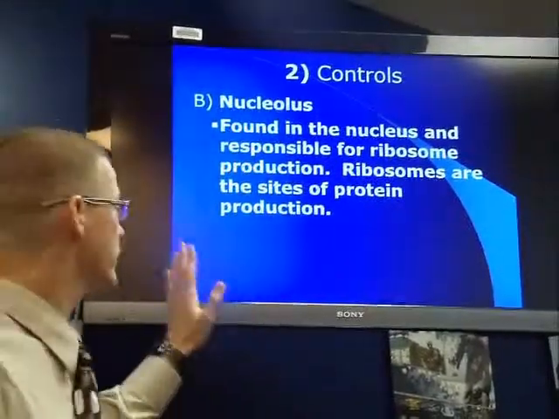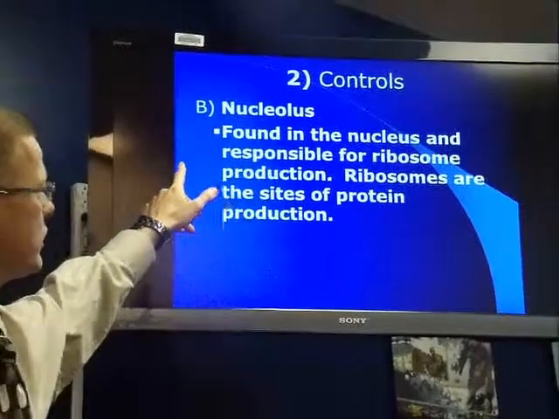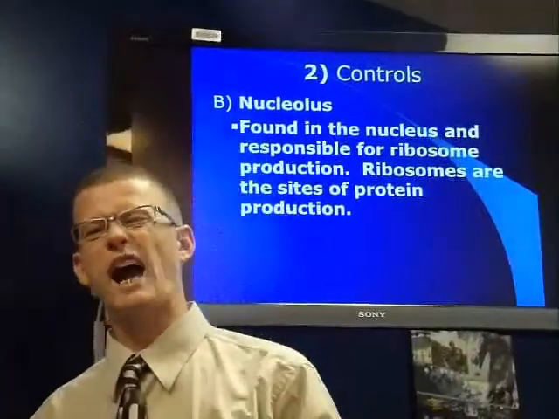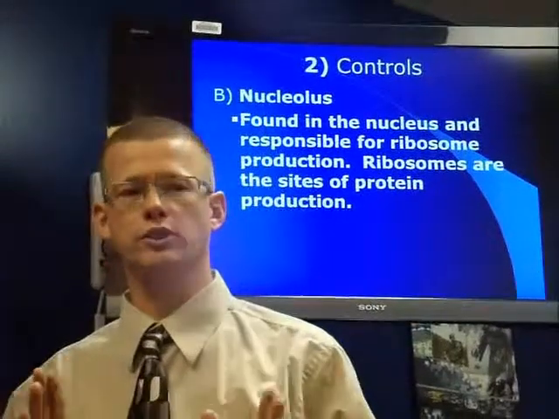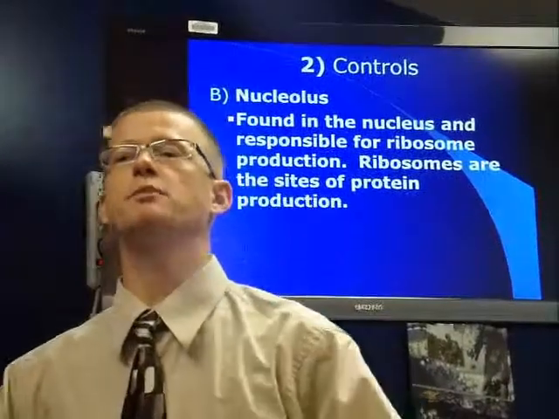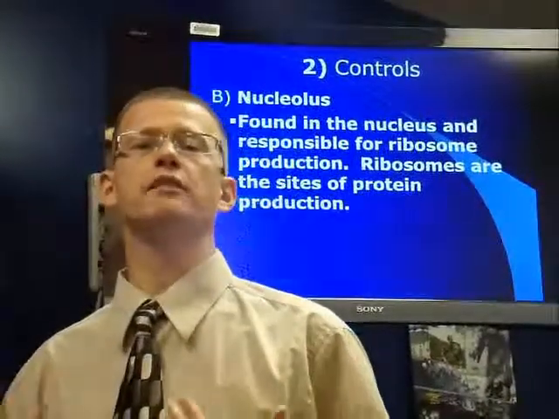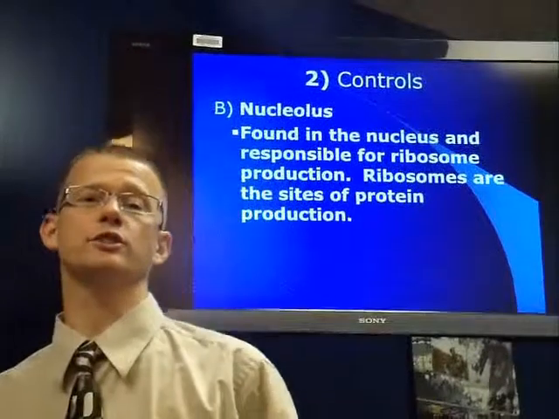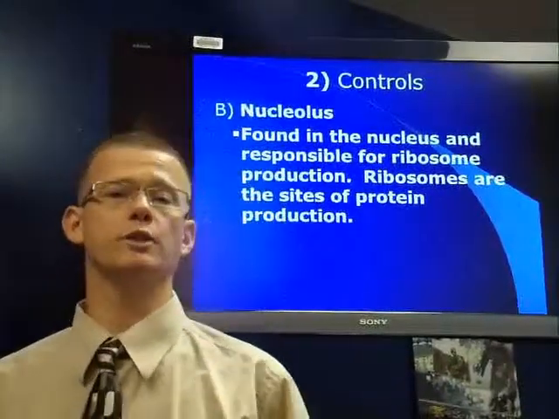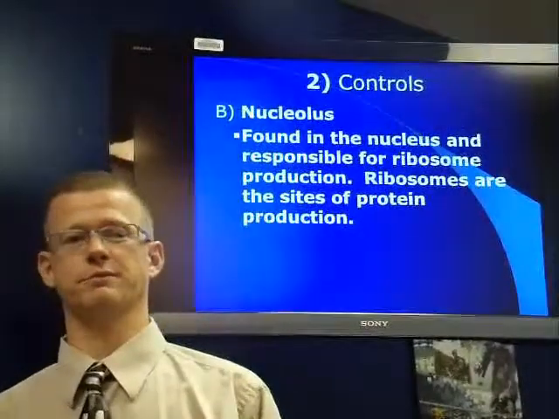Now, we also have another control called the nucleolus. Now, this is actually found inside the nucleus, and its real job is just to regulate something called ribosomes. Okay? Ribosomes are the place where proteins are made. We are made of proteins, so it's essential that we have enough ribosomes, and we also have something that controls ribosome production so we don't make too many proteins.